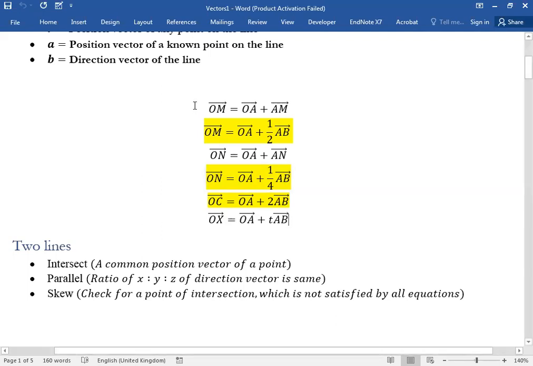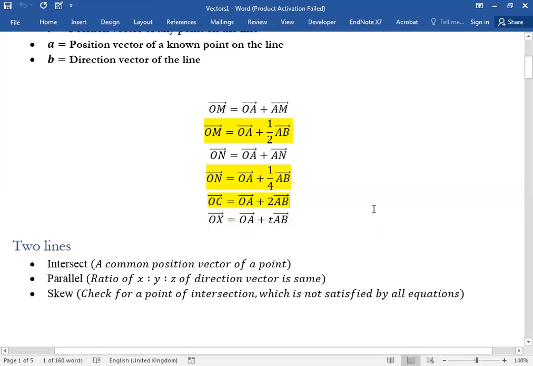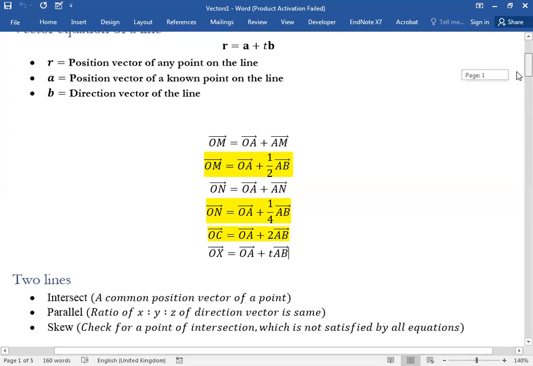Agreed? So the conclusion of all these is this. Now, if X is on the other side, I'll get a negative value of T. That is not a big deal, but it remains a scalar multiple. Is this clear, class? Is this clear? Yes, sir.